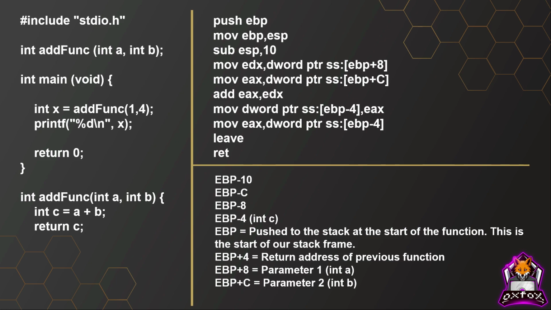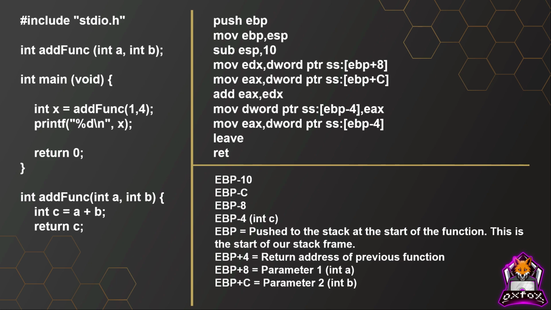So in this example, we can see by looking at the stack, we've been allocated space for four variables. So we have there EBP minus 4, minus 8, minus C, and minus 10. However, we only have one variable, which is int C, which is located at EBP minus 4.